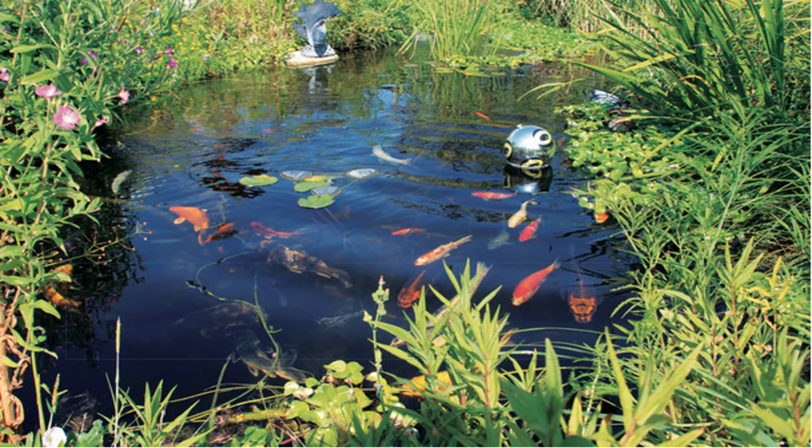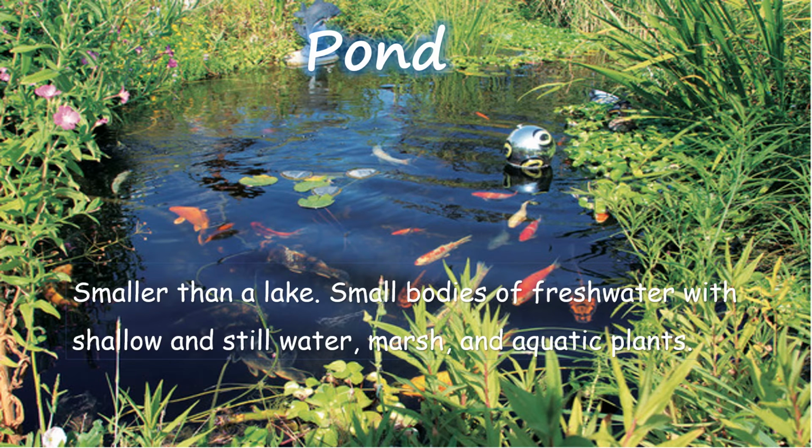Another water form, as you can see in the picture, is a pond. A pond is smaller than a lake. This is also a small water form. A pond is a small body of fresh water with shallow and still water, marsh, with many aquatic plants like water lilies.